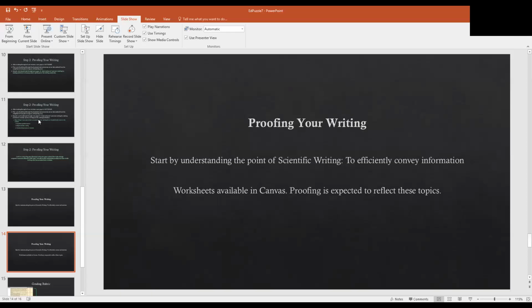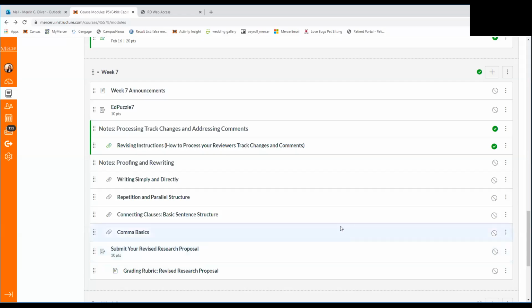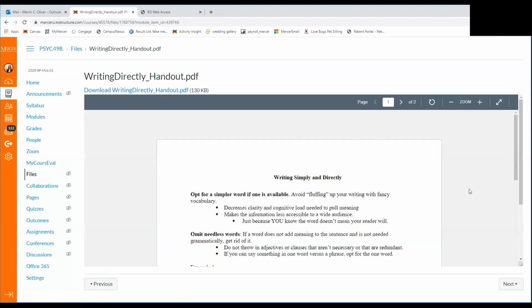So what I want to do really quick is just look at the worksheets that are actually in Canvas to show you what I'm talking about, and then you guys can work with these on your own. I'm not going to lecture on them or anything. So, writing simply or directly.